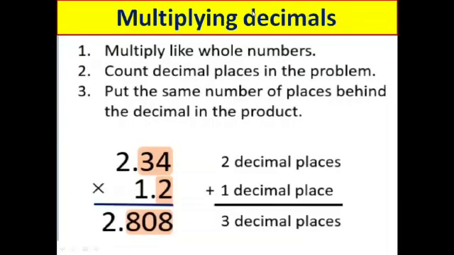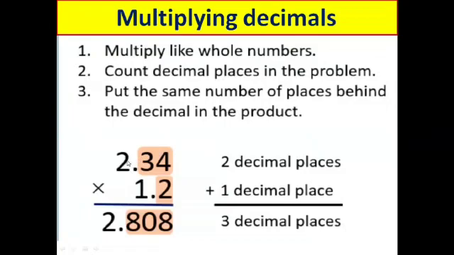Look here how you can multiply decimals. First of all, you multiply them like whole numbers. Then you count the decimal places in the question and put the same number of decimal places behind the decimal in the product.